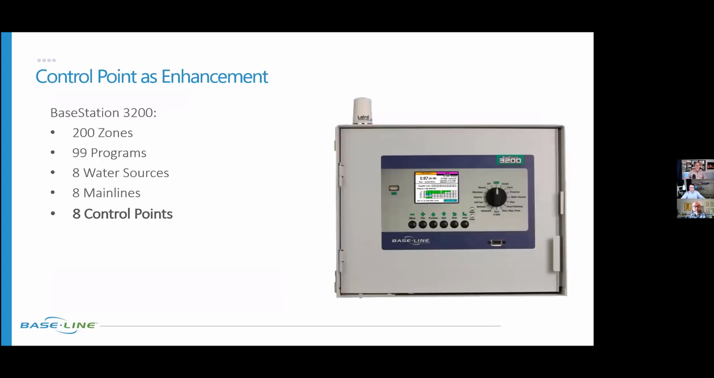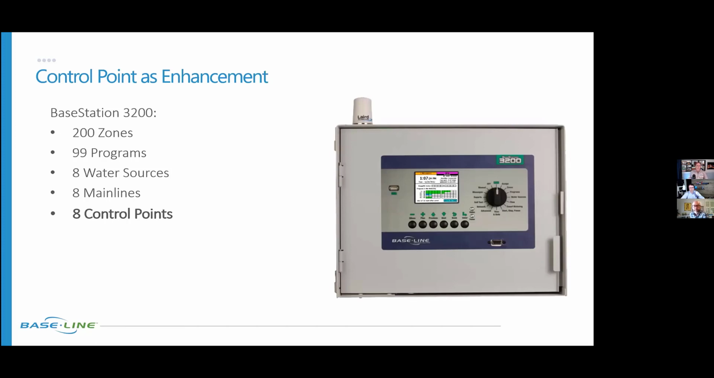But a control point's also an enhancement of a controller. So if we look at the enhancement of the base station 3200, in addition to the zones and the programs, the water sources, and the main lines, we now have 8 different control points that enhance the capabilities to bring data or allow control for the base station 3200. So if I have 8 control points and up to 3 devices in each control point, that's another 24 devices to collect data or to manage my system. And it really can fine tune how that controller operates and how you can configure it.